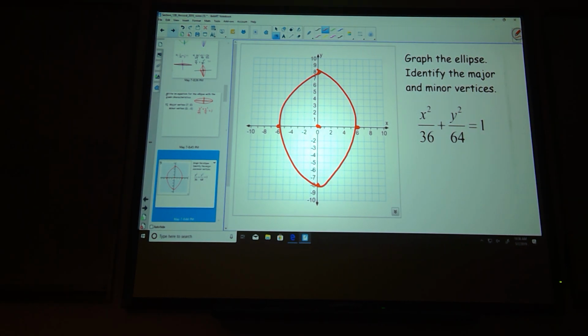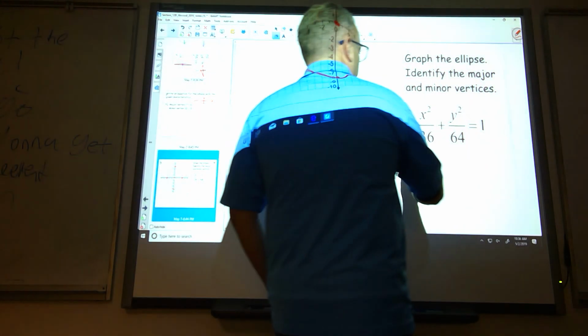How do you list the major and minor vertices? Do you just say like, the big one and the small one?